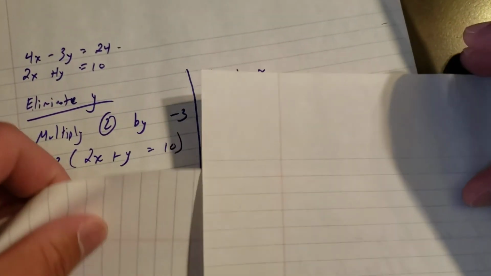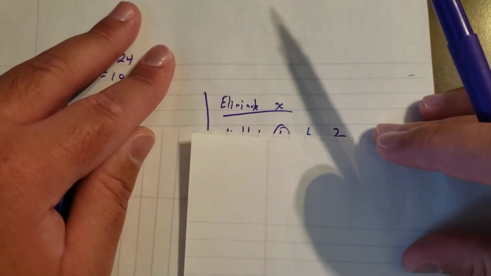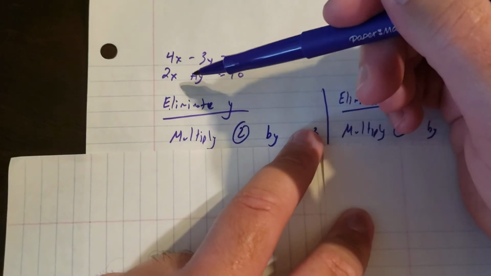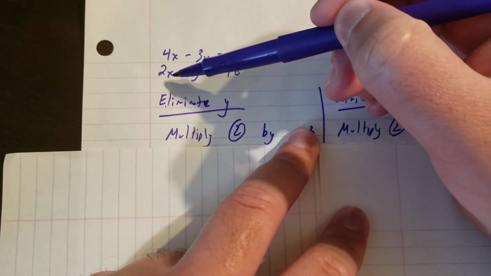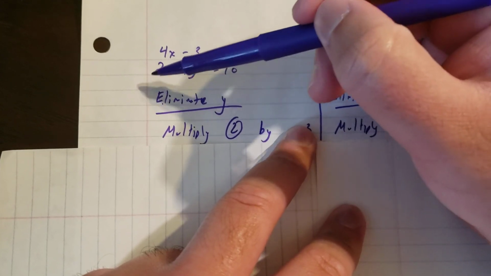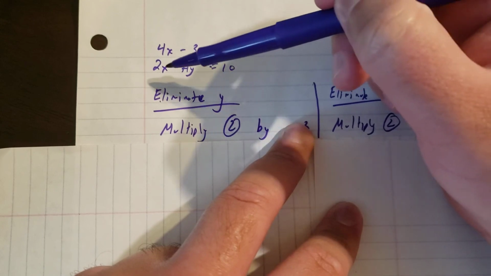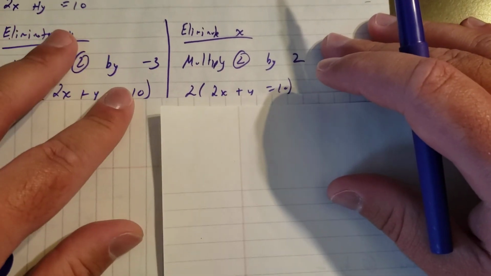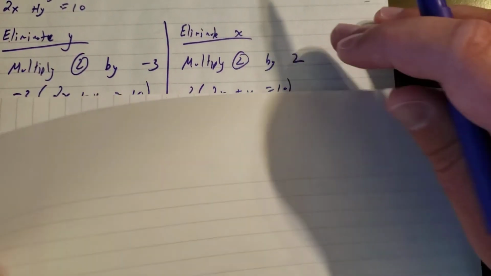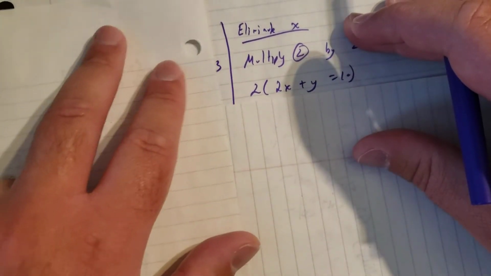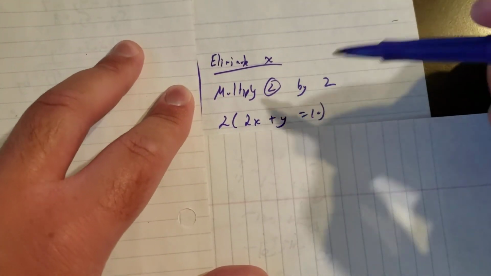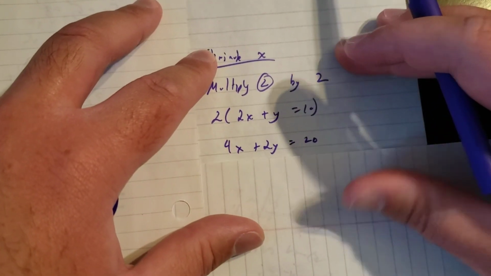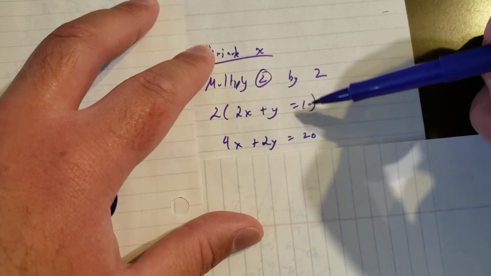Okay, so now let's do the same kind of thing, but eliminate x this time. To eliminate x, I take note of what I have here. I've got coefficients of 4 and 2. I note that 2 goes into 4, so all I need to do is take the second equation and multiply it by 2 to have a 4x term in both equations. So I'll multiply equation 2 by 2. That's going to give me this here. 2 times 2x is 4x, 2 times y is 2y, 2 times 10 is 20.